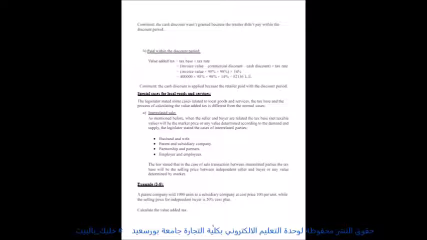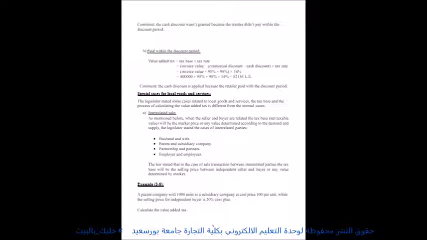How to calculate the tax base in case of interrelated sales? The law stated that in the case of sales transaction between interrelated parties, the tax base will be the selling price between independent seller and buyer or any value determined by the market. For example, a parent company sold 1,000 units to a subsidiary company. So this case is of interrelated sales because the seller is a parent company and the buyer is a subsidiary.